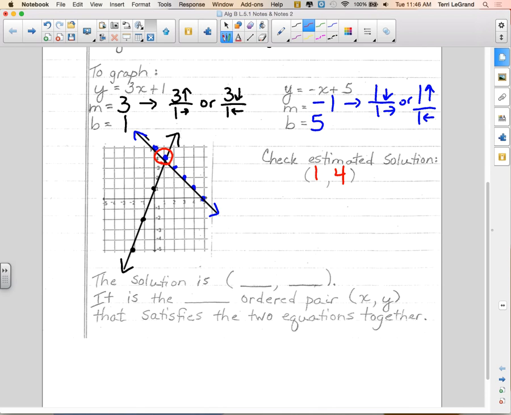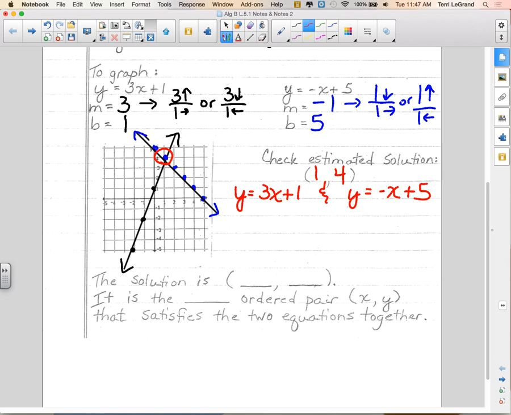How do we check it? Well, we don't use the graph anymore. We use what, Noah? Yeah, we need to use the equations, right? We have to check it in both of them. So we're going to write down both equations. y equals 3x plus 1. And we have to check it in y equals negative x plus 5. It has to make both equations true.